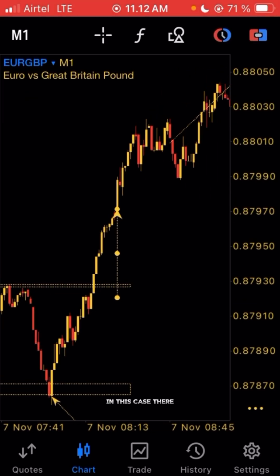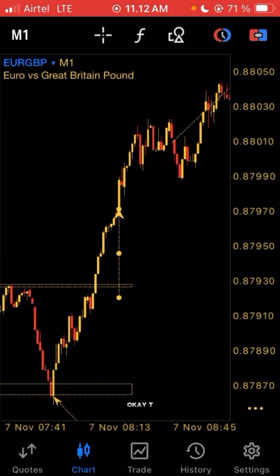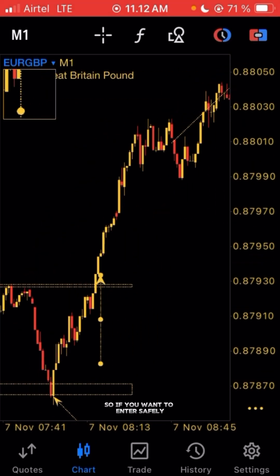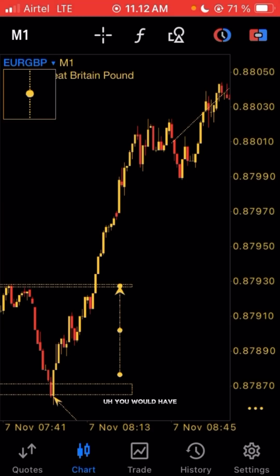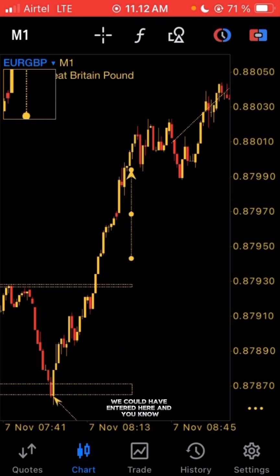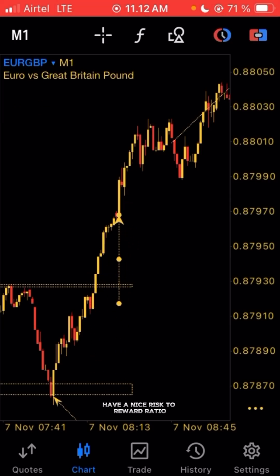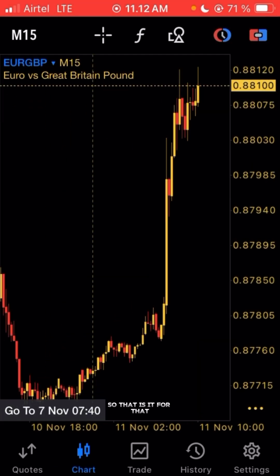In this case, there was no retest. So if you want to enter safely, you would not have entered this trade because you were waiting for a retest. But if you want to enter aggressively like me, we could have entered here and had a nice risk to reward ratio. So that is it for that.